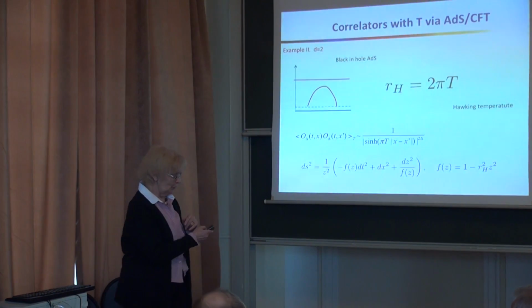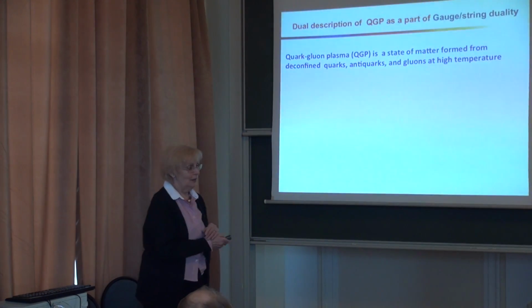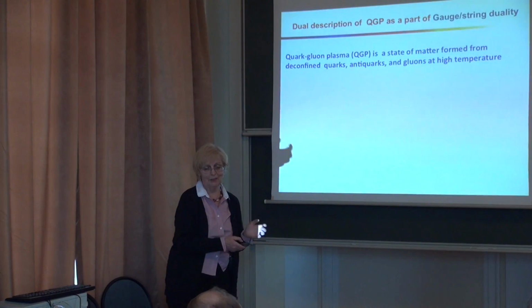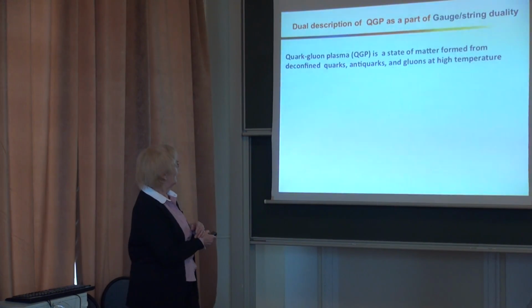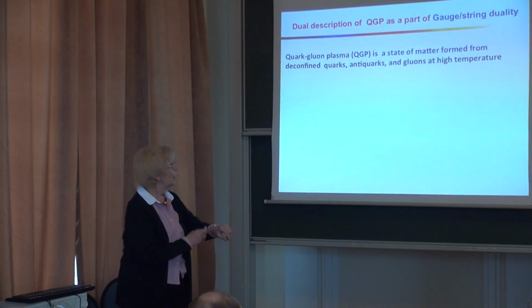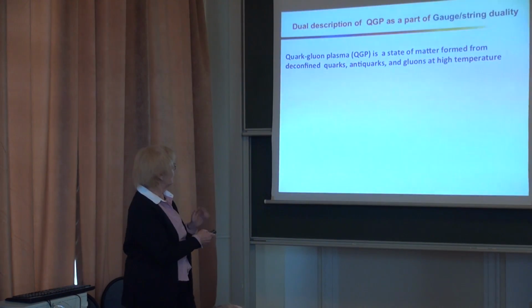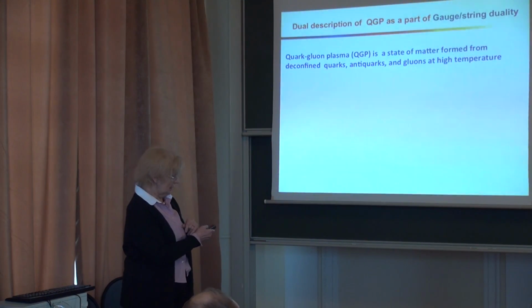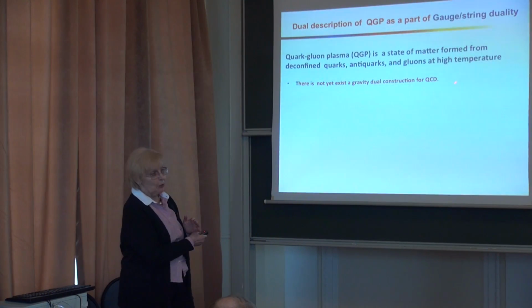Of course, holography was first formulated for the N equals 4 theory, which is a very special theory, a quantum conformal invariant theory, but now it is widely applied to more complicated systems. What is the reason? I'm going to say a few words about quark-gluon plasma, and just remind you that quark-gluon plasma is a matter formed from deconfined quarks, antiquarks and gluons at high temperature. Of course, this theory is supposed to be described by quantum chromodynamics.